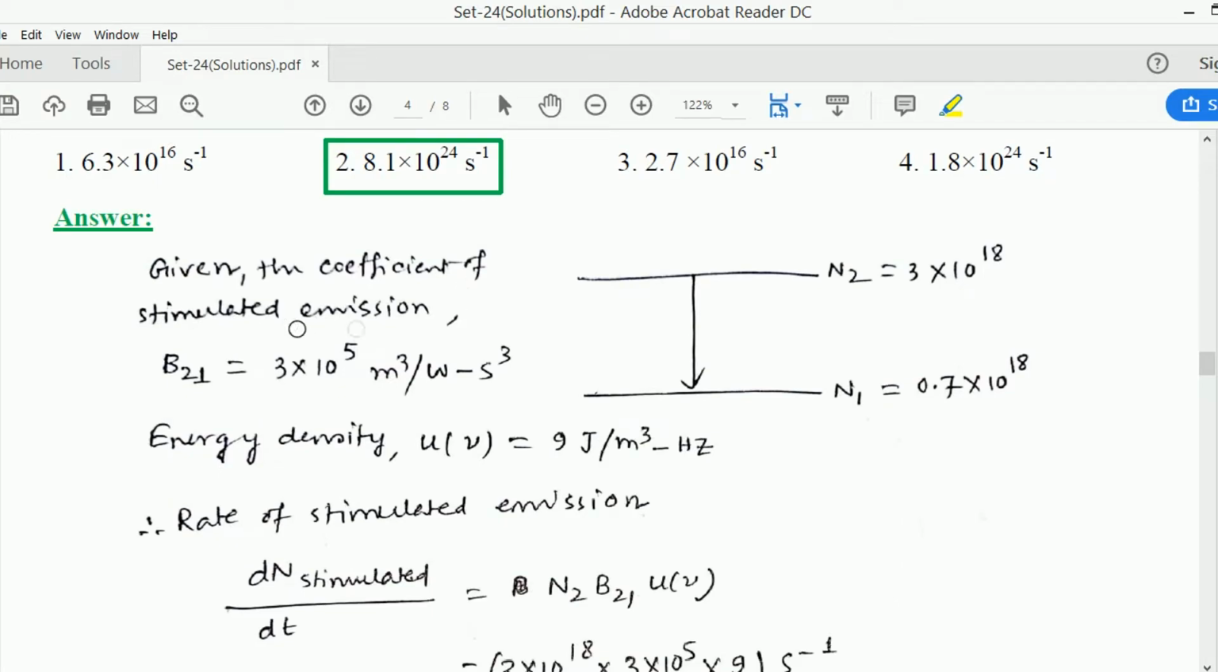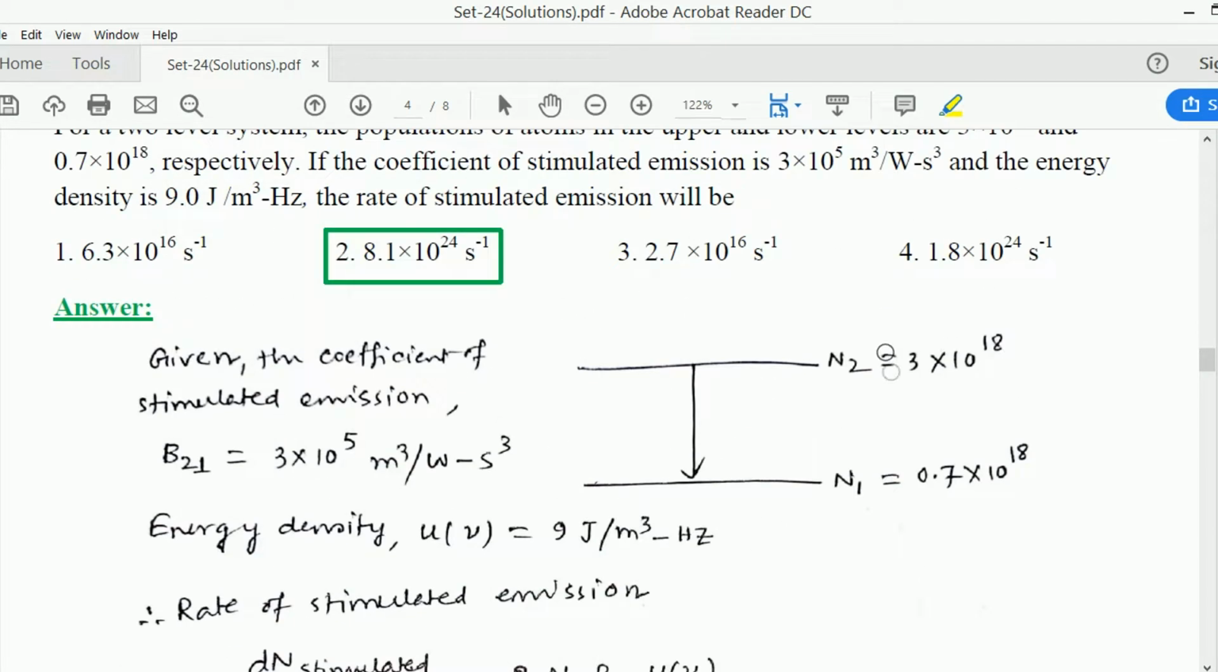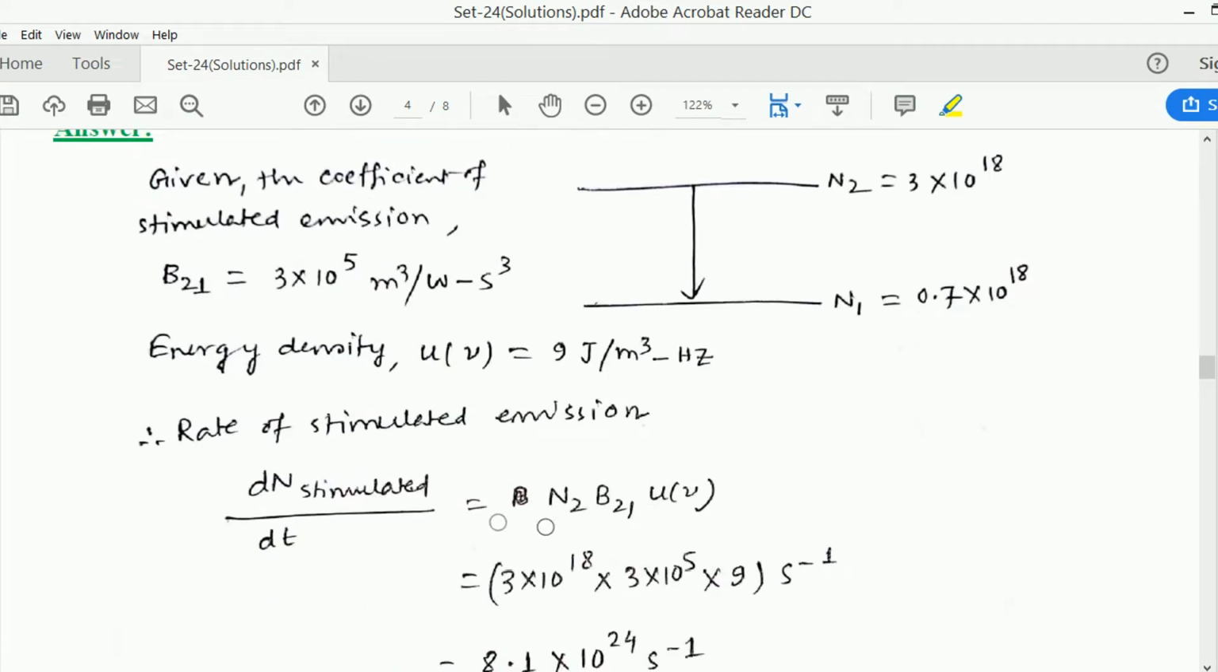Now this is given: the coefficient of stimulated emission B21 equals 3 into 10 to the power 5 meter cube per watt second cube. Energy density U nu equals 9 joule per meter cube Hz. Therefore the rate of stimulated emission, dN2 by dt, is equal to N2 into B21 into U nu. This is the formula for the rate of stimulated emission.